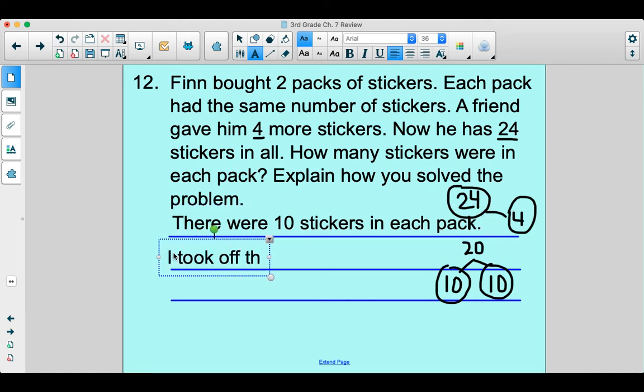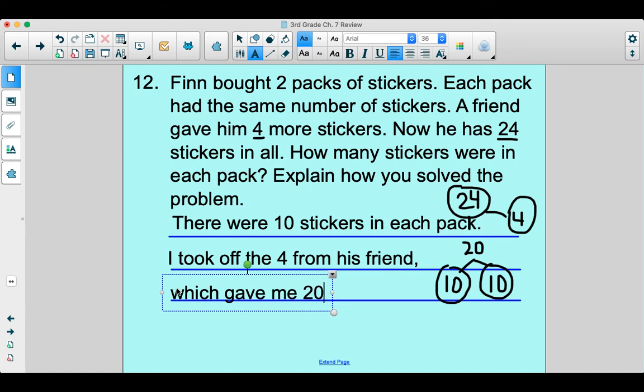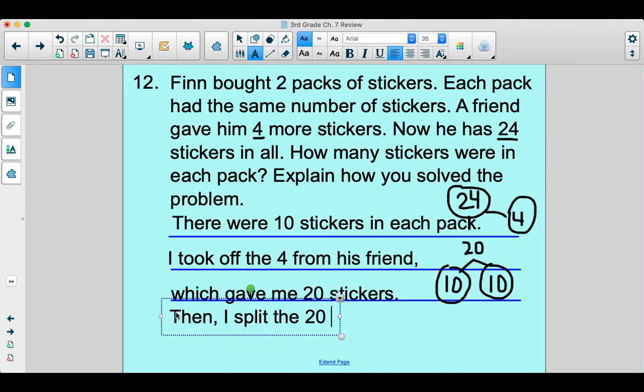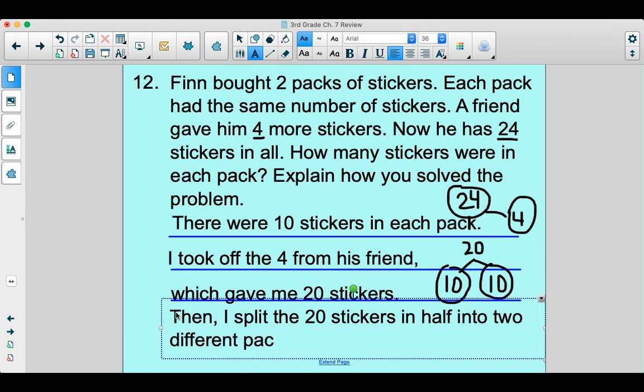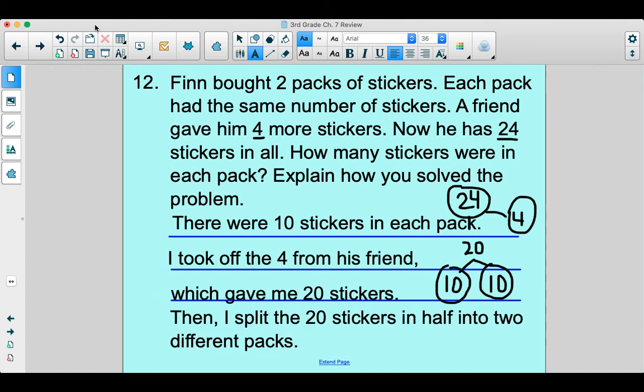I took off the 4 from his friend, which gave me 20 stickers. Then I split the 20 stickers in half into 2 different packs. Something like that. You don't have to write that exactly. Remember, you can put your own thinking there.